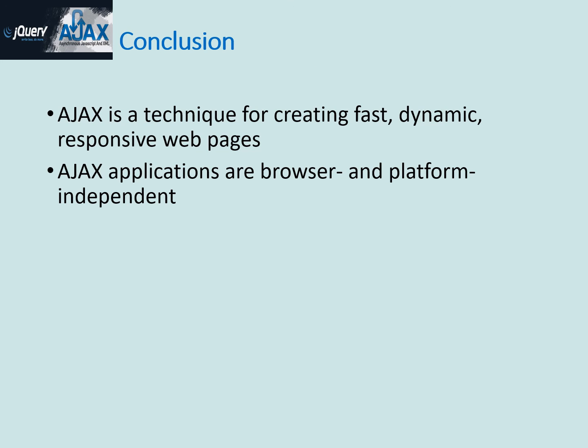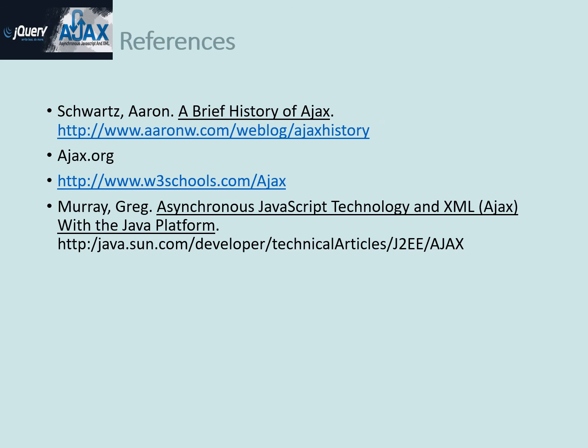Finally, we can conclude that Ajax is a technique used for creating fast, dynamic, and responsive web pages. Ajax applications are browser and platform independent. So this is about the functionality of Ajax. It is a technique used for creating very fast, dynamic, interactive web pages, and it is browser as well as platform independent. If you want to know more about Ajax, you can go through the corresponding references.